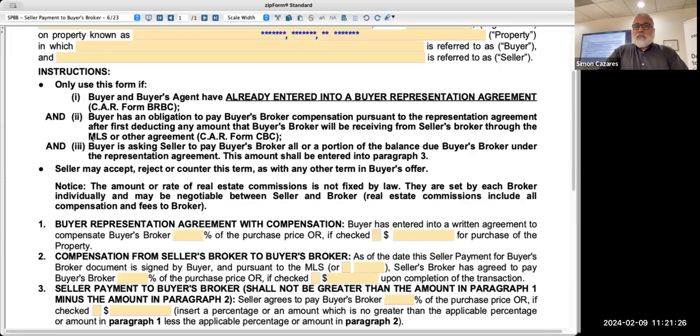Notice that the amount or rate of real estate commission is not fixed by law. They are set by each broker individually and may be negotiated between the seller and the broker. Real estate commission includes all compensation and fees to the broker. When they say all compensation, that means everything being provided by the seller, if that's 6%, 5%, 4%, 3%, that's what they're paying. Then usually we have a share agreement with anyone.